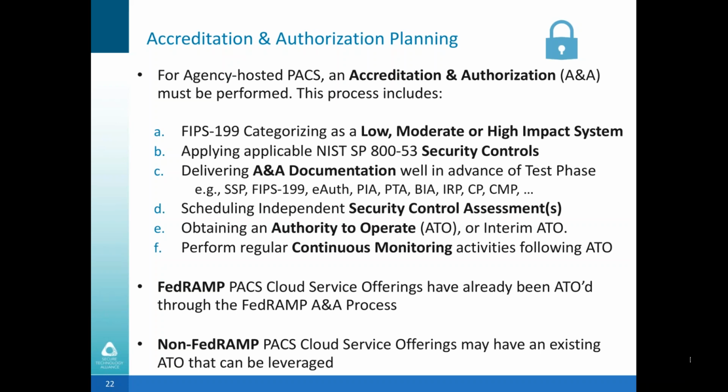if you don't do continuous monitoring, then you have to do an ATO every 1 to 3 years or so. If the solution being offered is a FedRAMP PACS cloud service offering, then it's already been granted an ATO through the FedRAMP process, and then there may be non-FedRAMP offerings that have gone through an assessment and received an ATO from another agency that could be leveraged. Next slide, please.